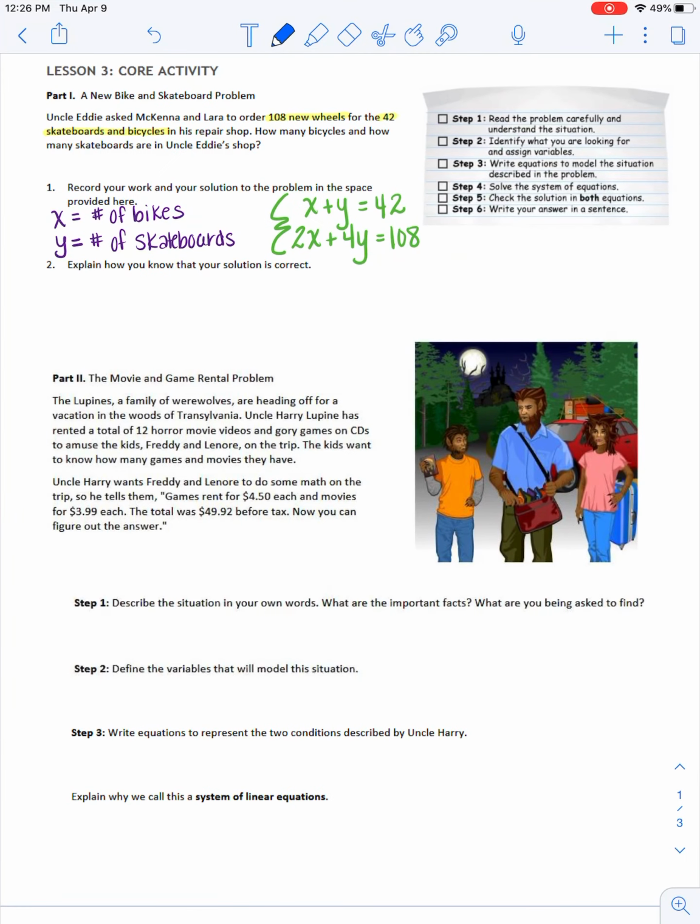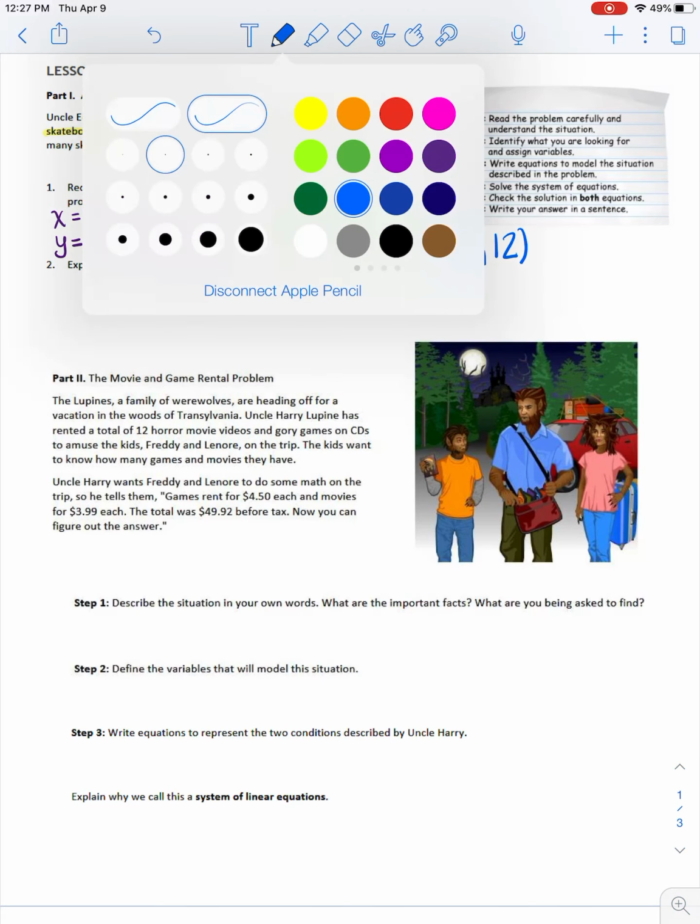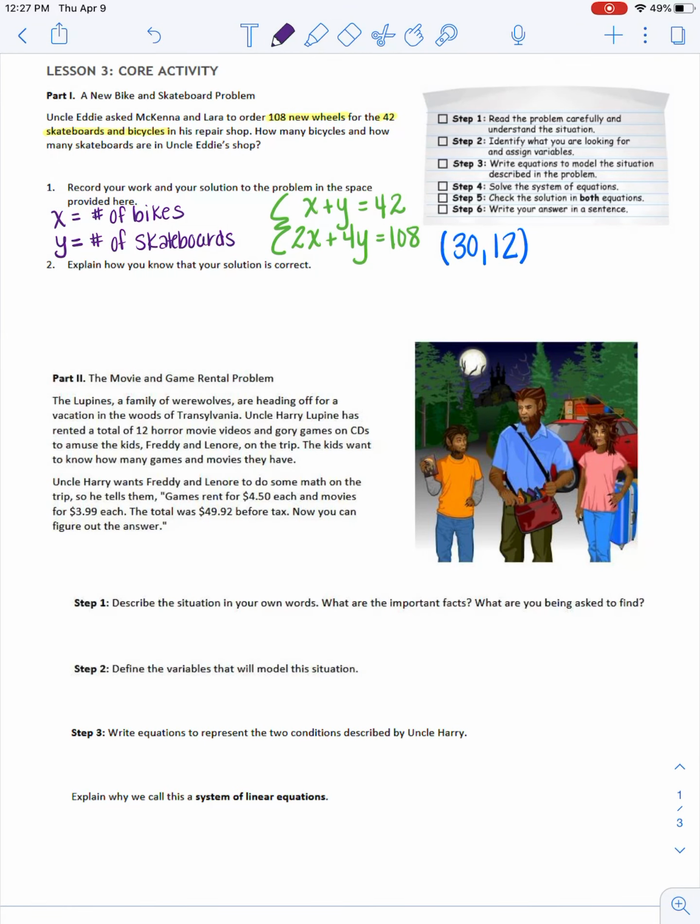So let's get back into our notes here. And I have my 30, 12 as my solution, and then we are being asked to show how we know that that's correct. So the way that we have to do that, remember, we're going to plug into each equation. So I'm going to start with X plus Y equals 42, and I'm going to substitute 30 in for X and 12 in for Y. And then I'm going to calculate.